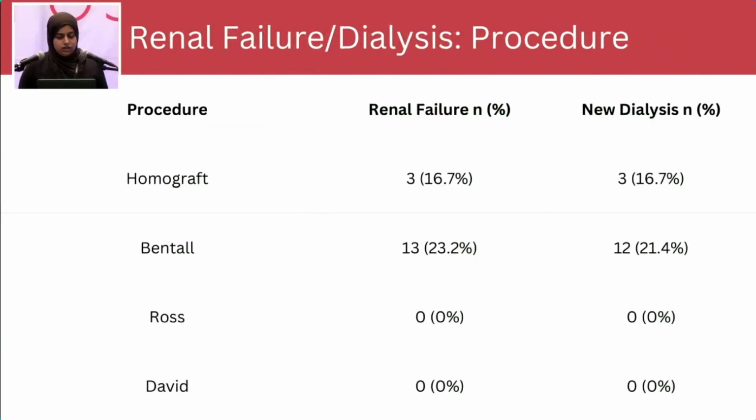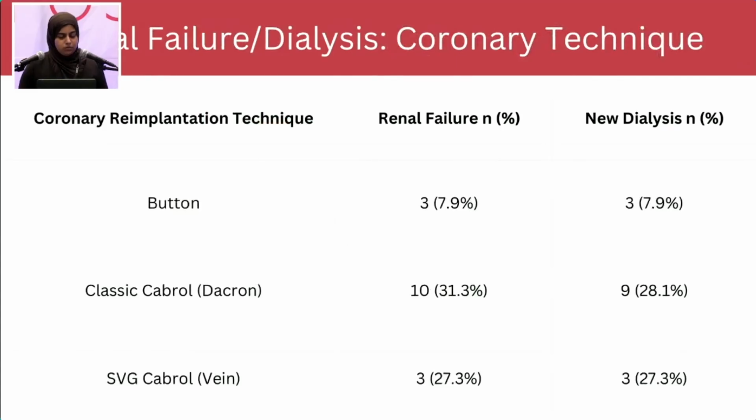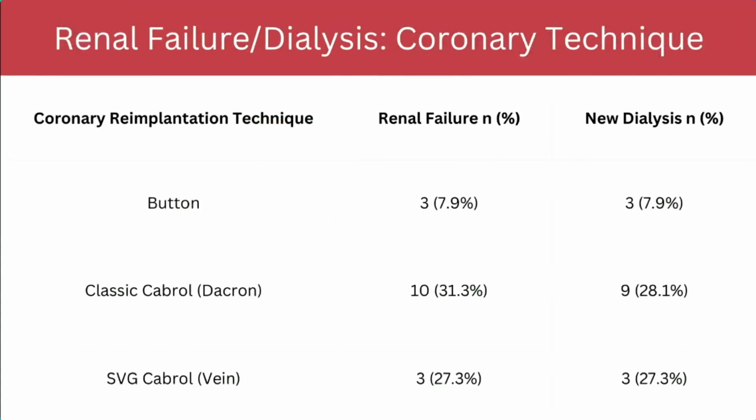Acute renal failure occurred in 16.7% of homograft cases and 23.2% of Bentall cases, with dialysis rates of 16.7% and 21.4% respectively. No renal failure or dialysis occurred in the Ross or David groups. By coronary technique, renal failure occurred in 7.9% of button cases, 31.3% of classic Cabral cases, and 27.3% of SVG Cabral cases, with similar trends in dialysis requirements.